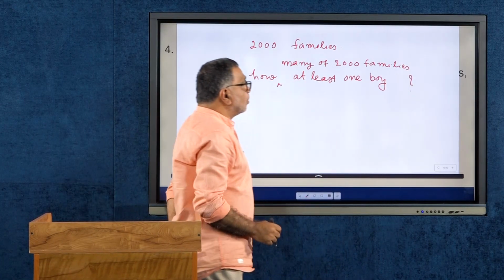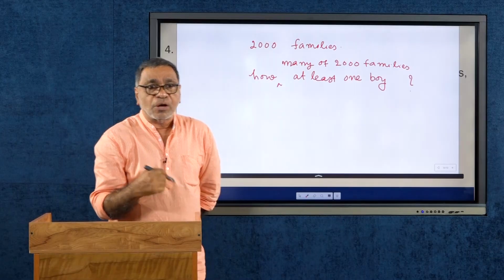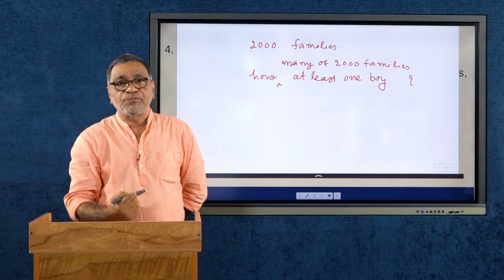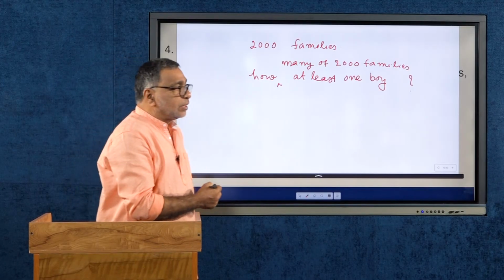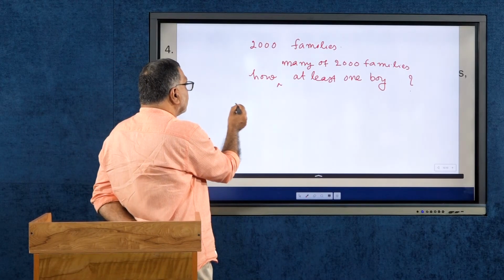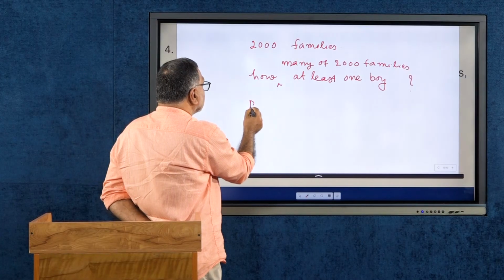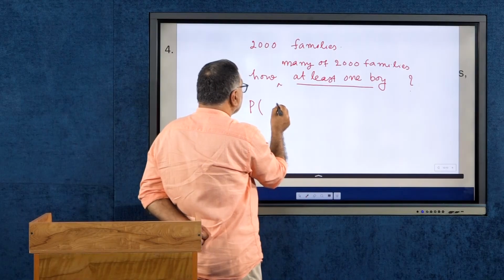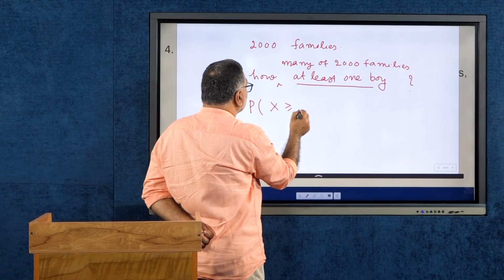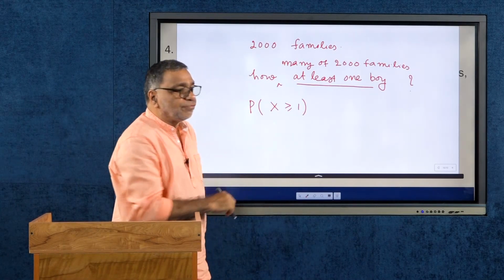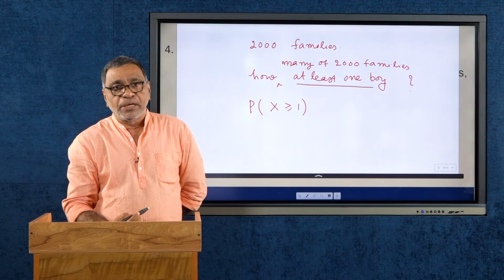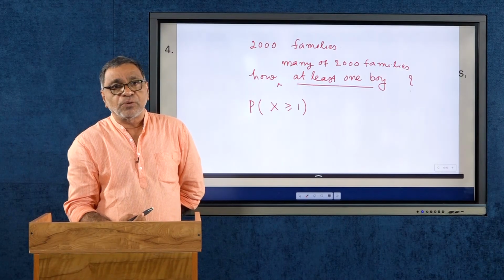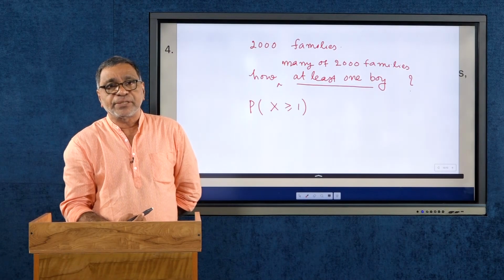So this is our problem. Among the 2000 families, how many have at least one boy? To find this, we first find the corresponding probability, that is, at least one boy. At least one boy means X is greater than or equal to 1. Earlier we defined X as the number of male children, or boys.